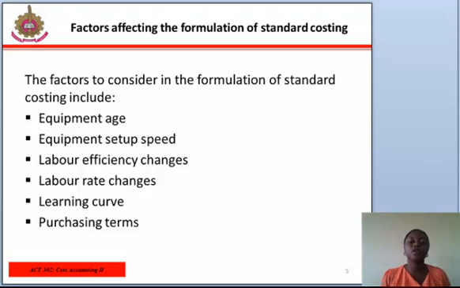Learning curve. As the production staff creates an increasing volume of a product, it becomes more efficient at doing so. Thus, the standard labor cost should decrease, though at a declining rate as production volumes increase. The last is the purchasing terms. The purchasing department may be able to significantly alter the price of a purchased component by switching suppliers, altering contract terms, or by buying in different quantities.